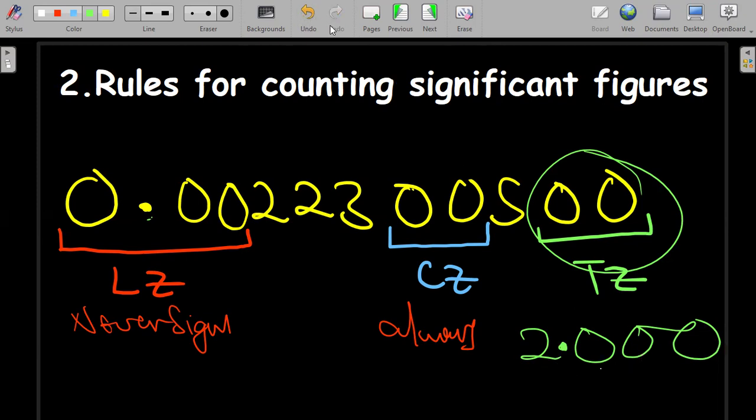So the point can be anywhere within the number. It can be there, or we say that the point is at the end there. If they show it in the question, they put a point like that, we are going to say this number here has what? Four significant figures. Why? We're going to count the 2000. Why are we counting these zeros? Because we have a decimal point there. So those are the rules.